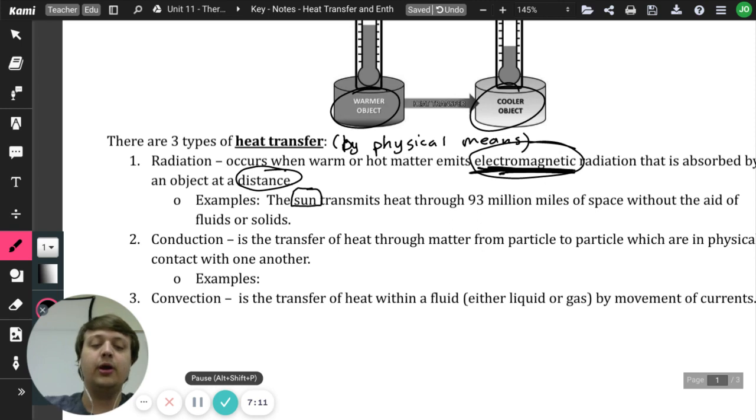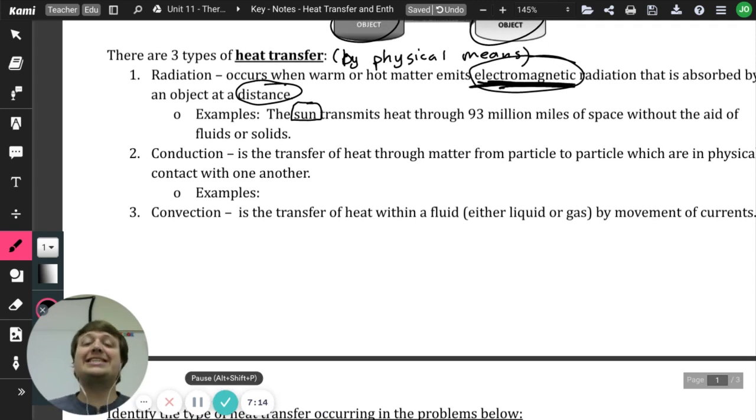Okay. Now, next one is conduction. Conduction is the transfer of heat through physical touch. You actually have to touch whatever it is. So if I've got a lasagna cooking in the oven, and I reach in with just bare hands, and I grab that pan of lasagna, what's going to happen to my hands? Well, they're going to burn, right? Well, they burn because of that conduction, that transfer of heat through physical contact, okay?